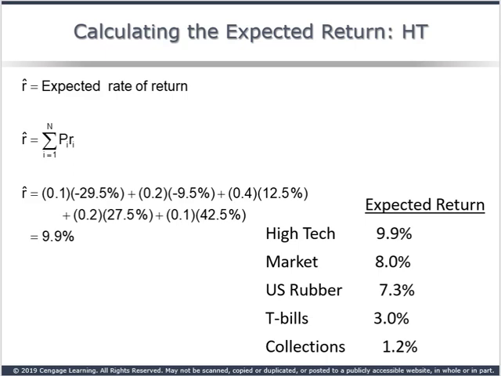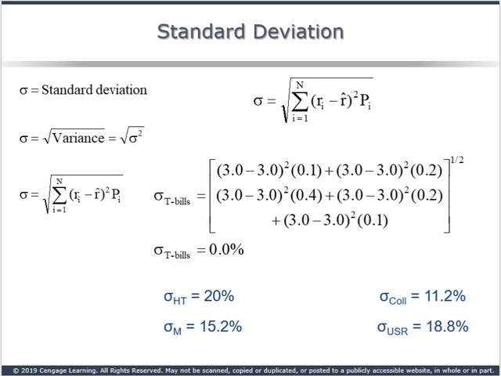And so once we have the expected return, we can then take that expected return and put it into the standard deviation formula, which is the square root of the variance. Over here on the left-hand side, the lowercase sigma represents the standard deviation. Sigma is the square root of the variance, so the variance is the standard deviation squared. And so we see the formula here, the square root of the variance formula.